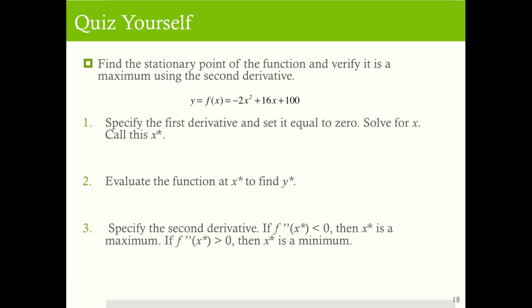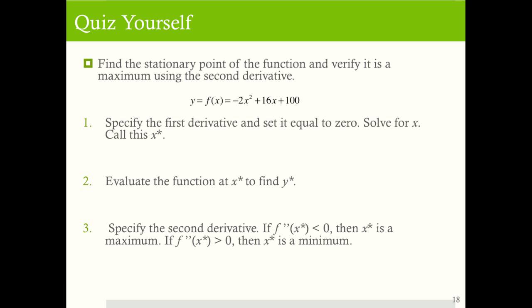Quiz yourself. Find the stationary point of the function and verify it as a maximum using the second derivative. The function is y is equal to negative 2x squared plus 16x plus 100. Here are the steps to use. Specify the first derivative, set it equal to 0. Solve for x, call it x star. Evaluate the function at x star to find y star, and then specify the second derivative.